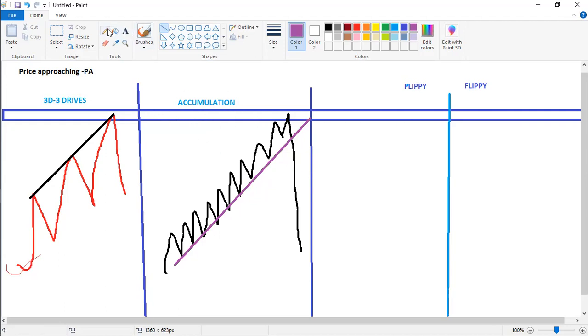And then the flippy is the one where price will do something like this. So let's say this was a lower low, this is a lower high, a low, a high, and the break of structure, right? So these are our key level, like I said, our point of interest, where we want to sell right here.